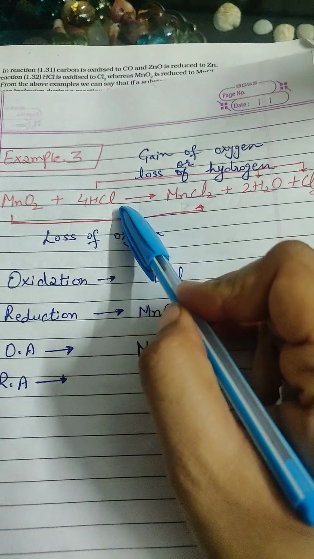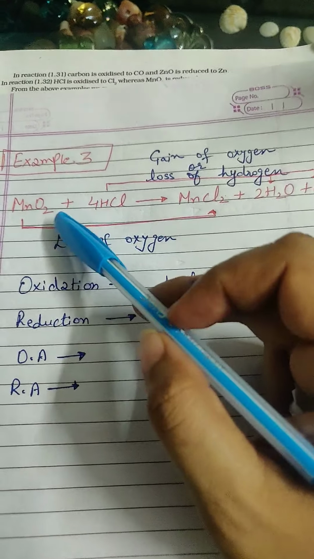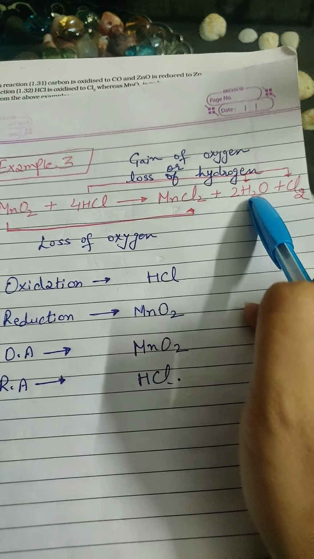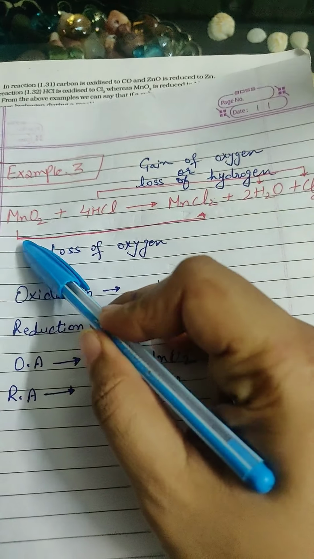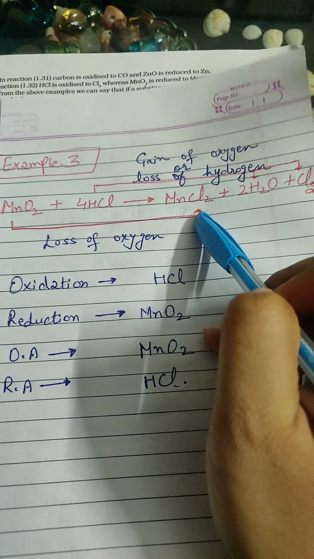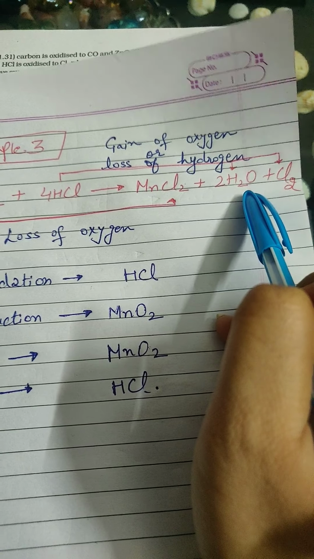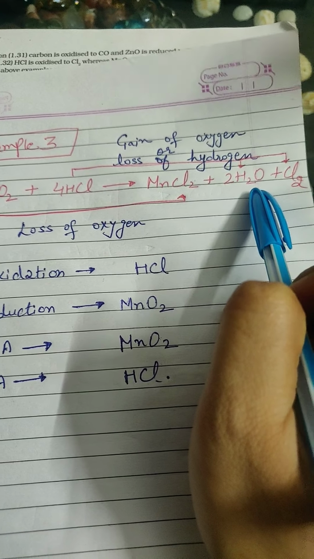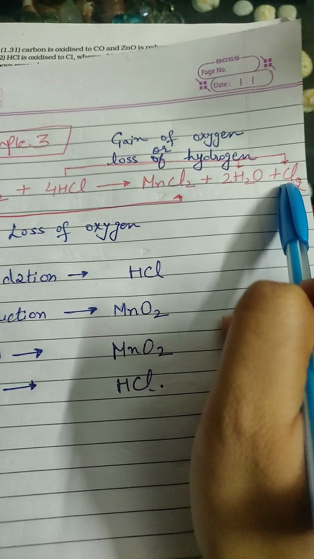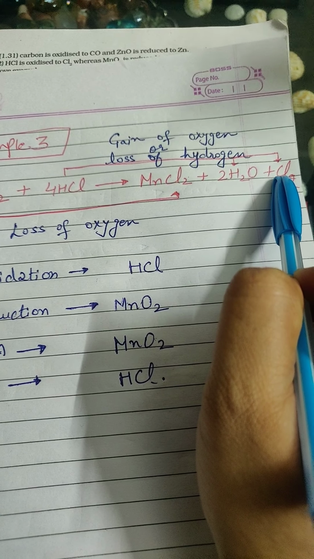Manganese dioxide is reacting with HCl to give manganese chloride, water and chlorine. I repeat, manganese dioxide is reacting with HCl to give manganese chloride, water and chlorine. Manganese dioxide is connected with manganese chloride because they are converting into each other, and hydrochloric acid HCl is connected with water and chlorine. I have put two arrows, one above water and one above chlorine.